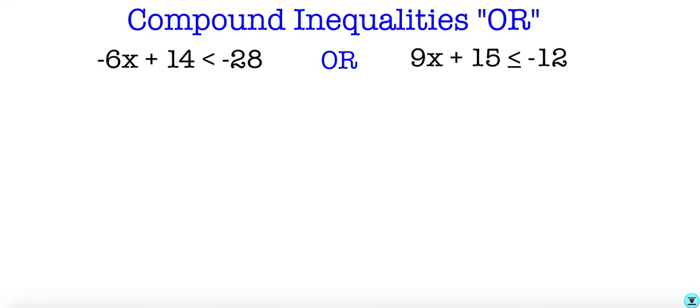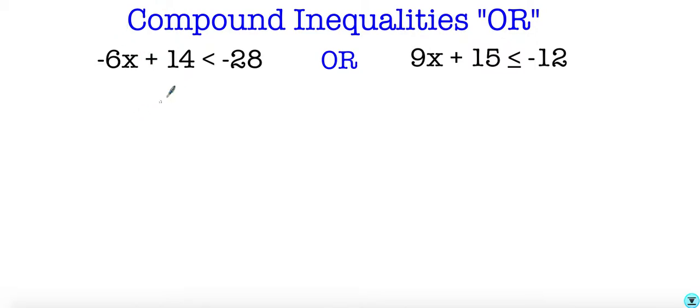Hello, mathematicians. Today we're going to be learning about compound inequalities using OR. So here we have negative 6x plus 14 is less than negative 28, or 9x plus 15 is less than or equal to negative 12. And what this OR statement means is that the solution for x could either be true for this inequality or for this inequality. It's true for at least one or both of them sometimes.